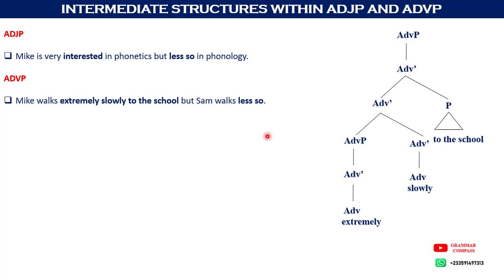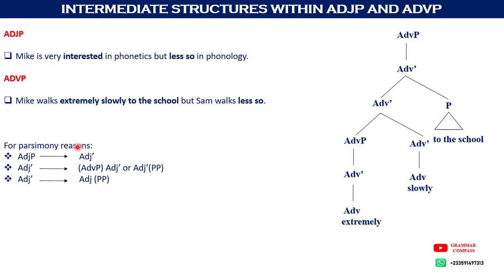But since we are dealing with the X-bar theories and we have tested intermediate levels for both noun phrases and verb phrases, we have been able to see that at least we have a little bit of evidence to show intermediate structures within these phrases. But for parsimony reasons, we will assume that the adjective phrase has these rules, and then the adverb phrase also has these rules. We say parsimony in the sense that since the other phrases have these rules, we assume that the adjective phrase and the adverb phrase also have the same rules.